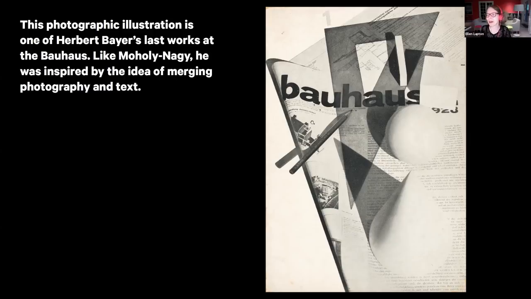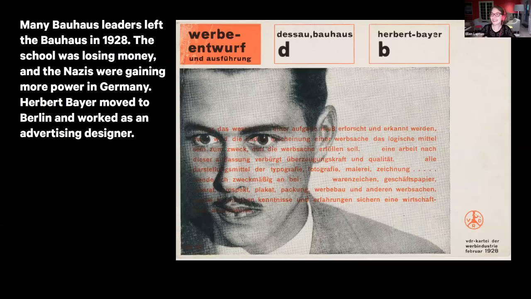He was very inspired by Moholy-Nagy, but not at the same level of innovation, I would say. In 1928, a lot of these guys left. The school was really struggling financially. And Gropius left, Moholy-Nagy left, Bayer, a whole bunch of people left.